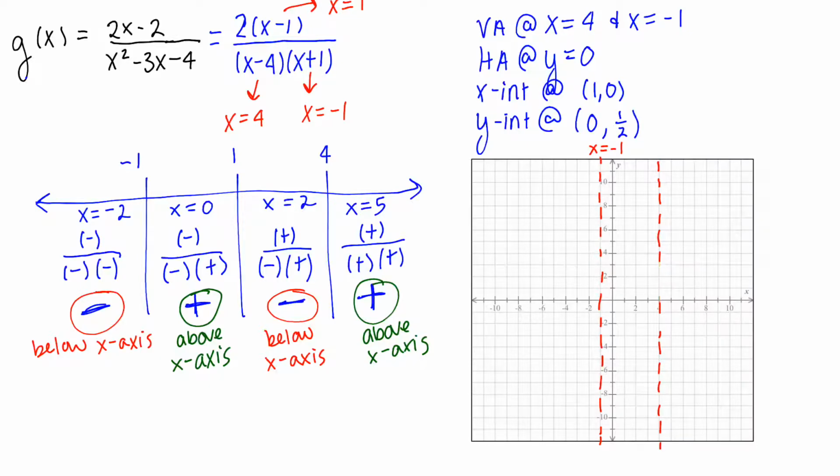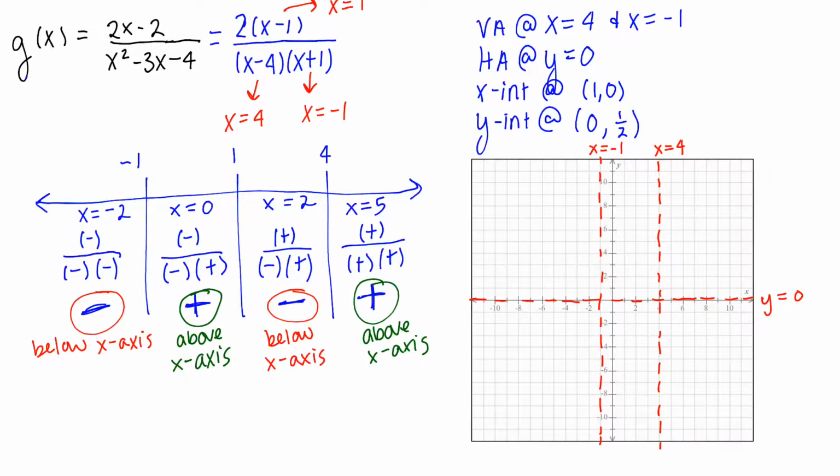I don't like how that middle portion looked extra solid. Make sure it looks like a dashed line. This will be x equals 4. There's a horizontal asymptote at y equals 0, which is just the x-axis.